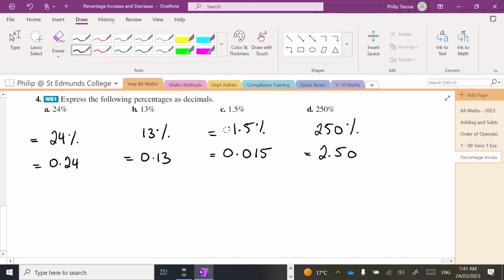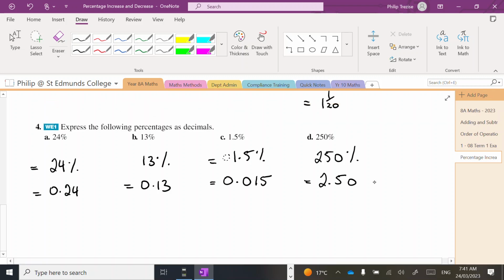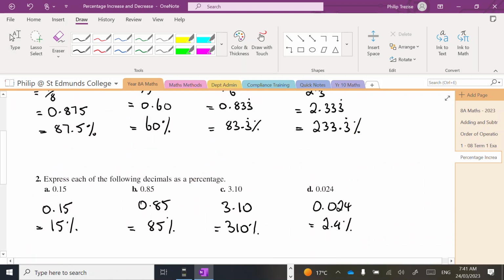Okay, that's a bit of a quick refresher of percentages and fractions and decimals.